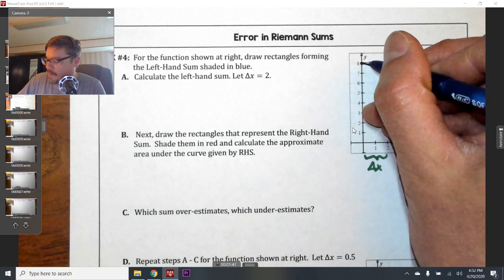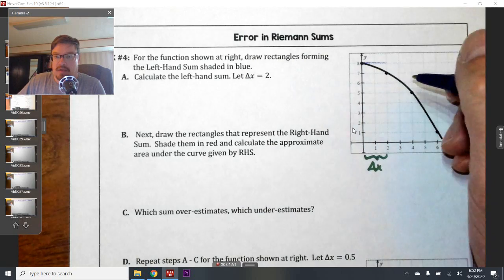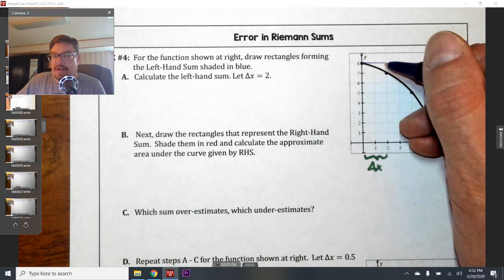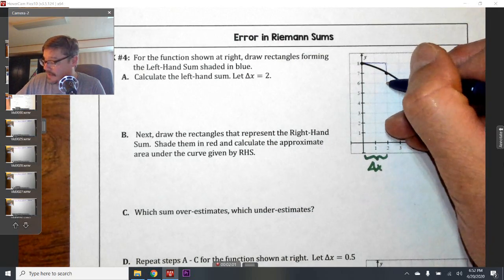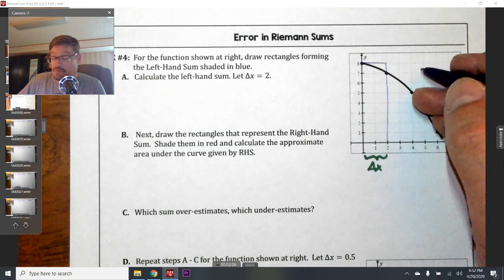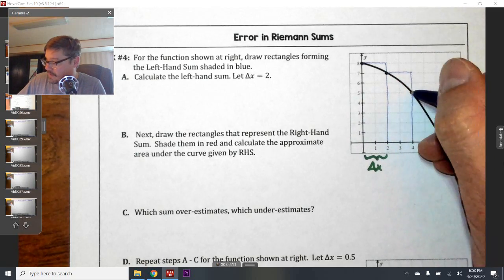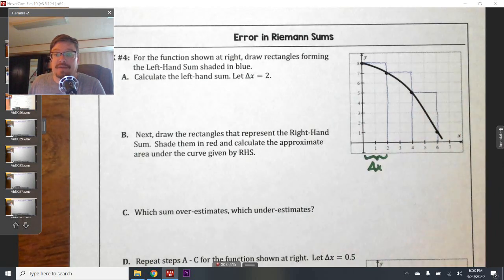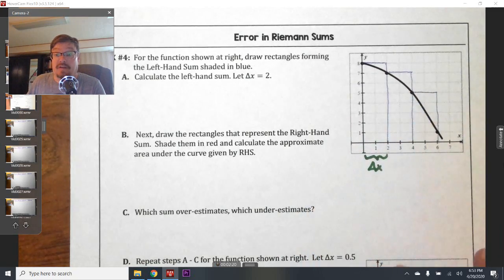Remember I'm going to use a width of 2. This is a left sum here. Because this function is decreasing, the left Riemann sum is actually going to be an overestimate. Here's one rectangle. Now with a delta x of 2, I move over 2, go down. I move over 2, go down. And you can see that this is a very big overestimate. There's a big decrease here, so that's a definite overestimate.